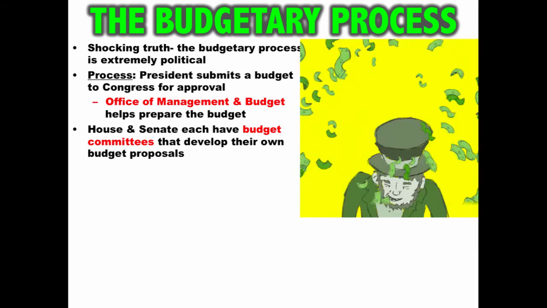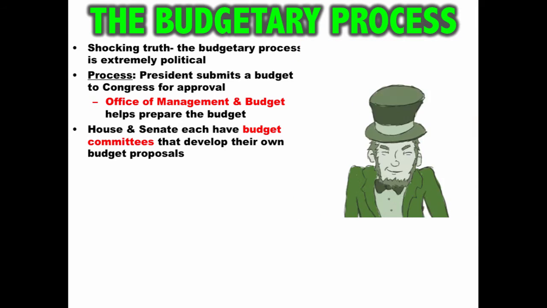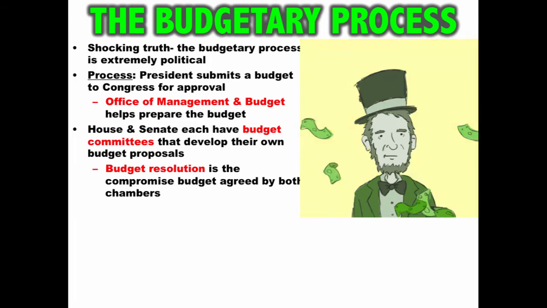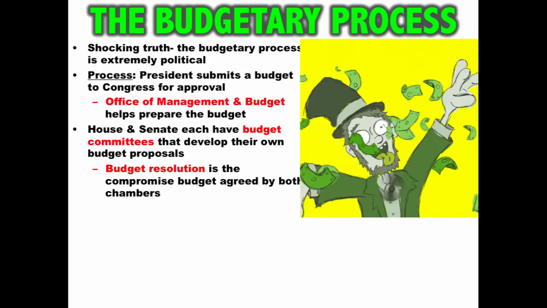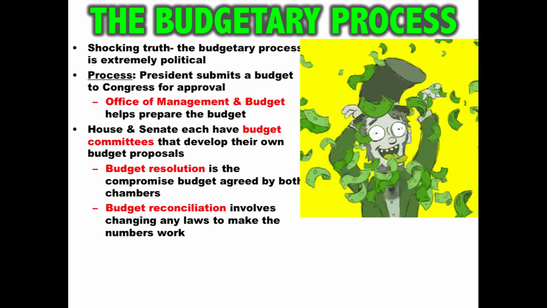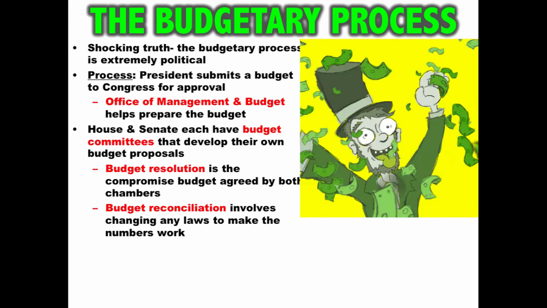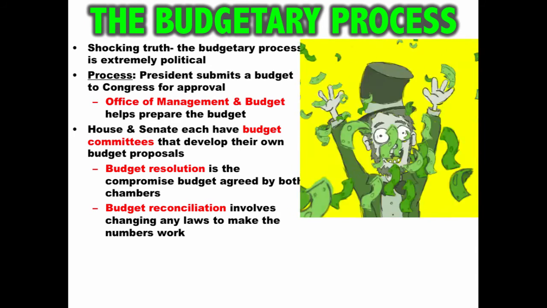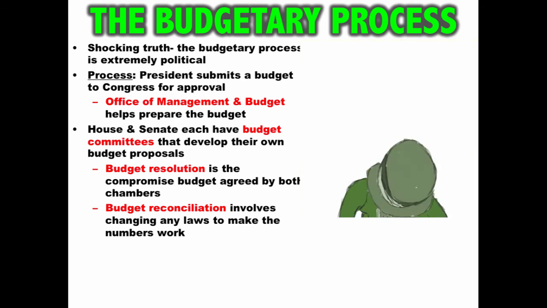What then happens is the House and Senate each have the budget committees in their chambers develop their own budget proposals. Once they develop their own proposals, you have a budget resolution that is the compromise budget agreed by both chambers of Congress. Following the resolution, you have budget reconciliation, which involves changing any laws to make the numbers work. You might need to raise taxes to have the needed funds or change formulas for entitlement programs, and this gets done during the budget reconciliation phase.